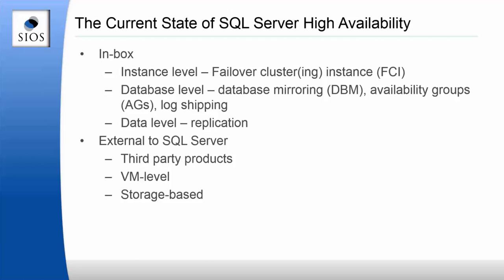Assuming it starts up correctly, pretty much outside of worrying that the application can reconnect to it, there's not much you have to do. There's also database level protection, which is pretty much what it sounds like. It protects everything within the database, but things that sit outside of the database, like instance level logins, your jobs, linked servers, stuff like that, you would have to account for manually. And the features that SQL Server provides that fall under this category are database mirroring, availability groups, which is new to SQL Server 2012 and Enterprise Edition only, and log shipping.